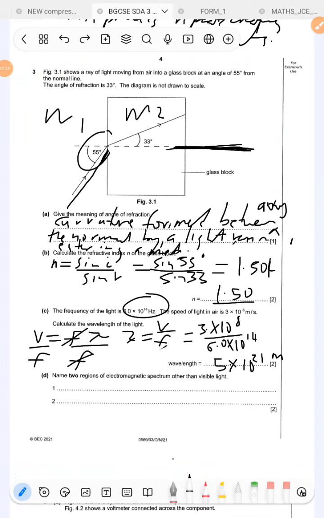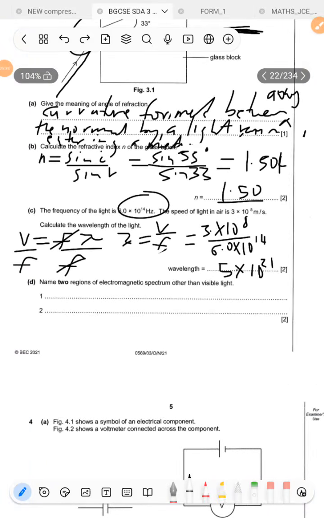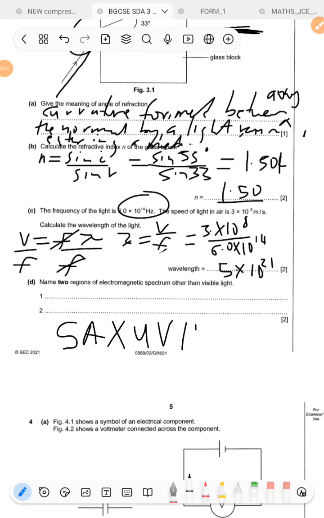All right, let's continue. Name two regions of the electromagnetic spectrum other than visible light. The way you remember this, you just write a mnemonic abbreviation. You should be able to get all of them here. So this is gamma rays, X-rays, ultraviolet, visible light, microwaves, what else? Yeah, etc.